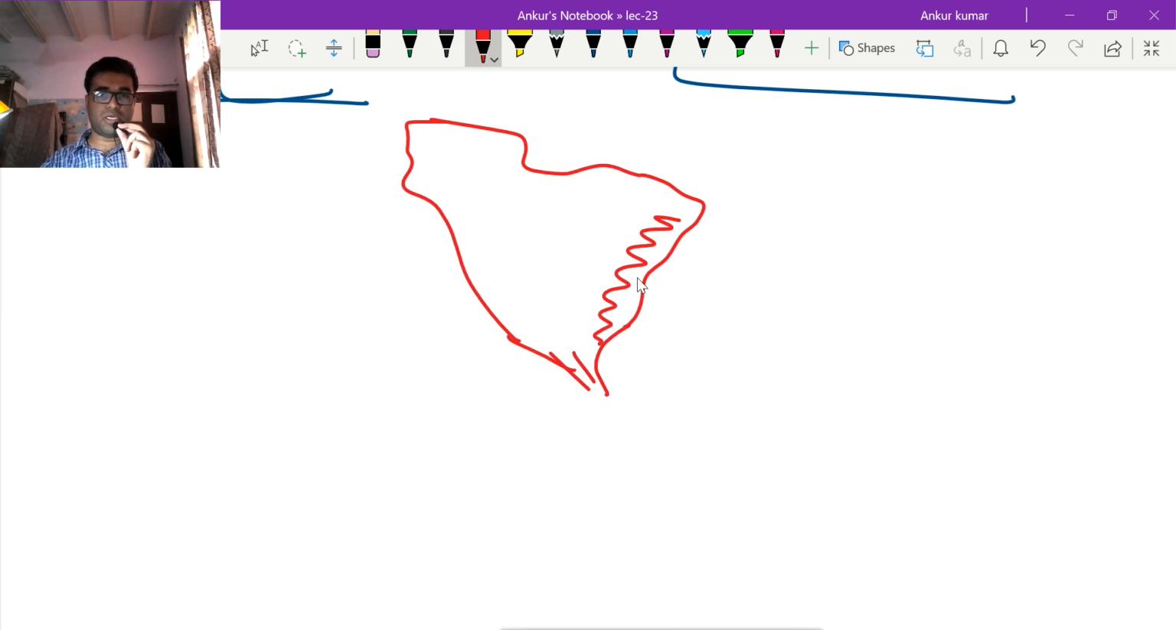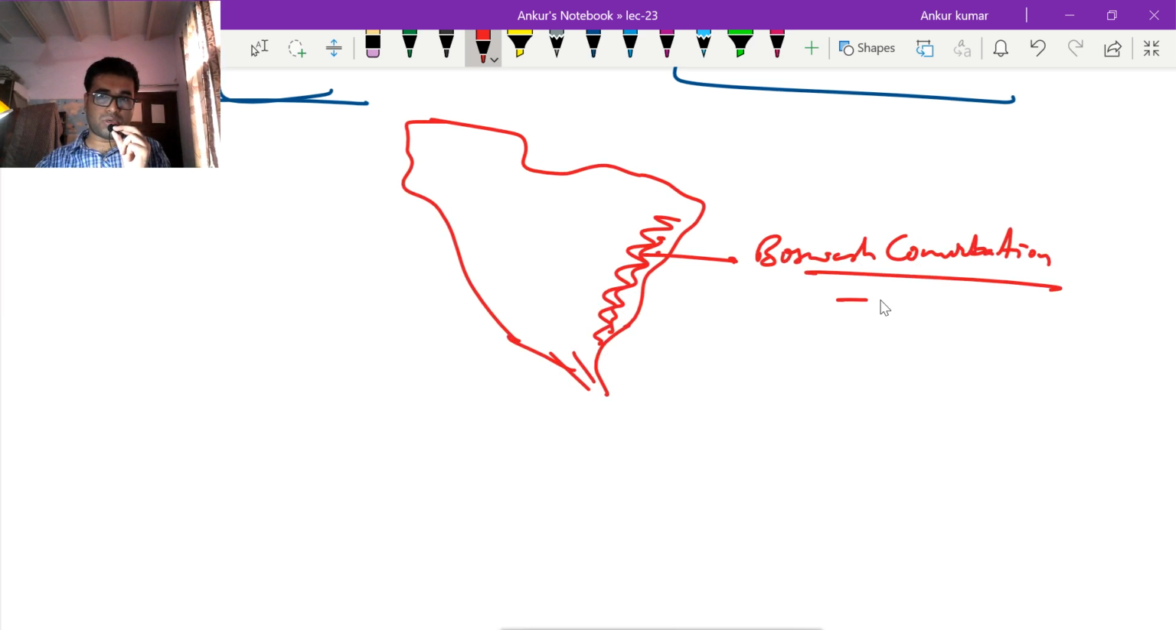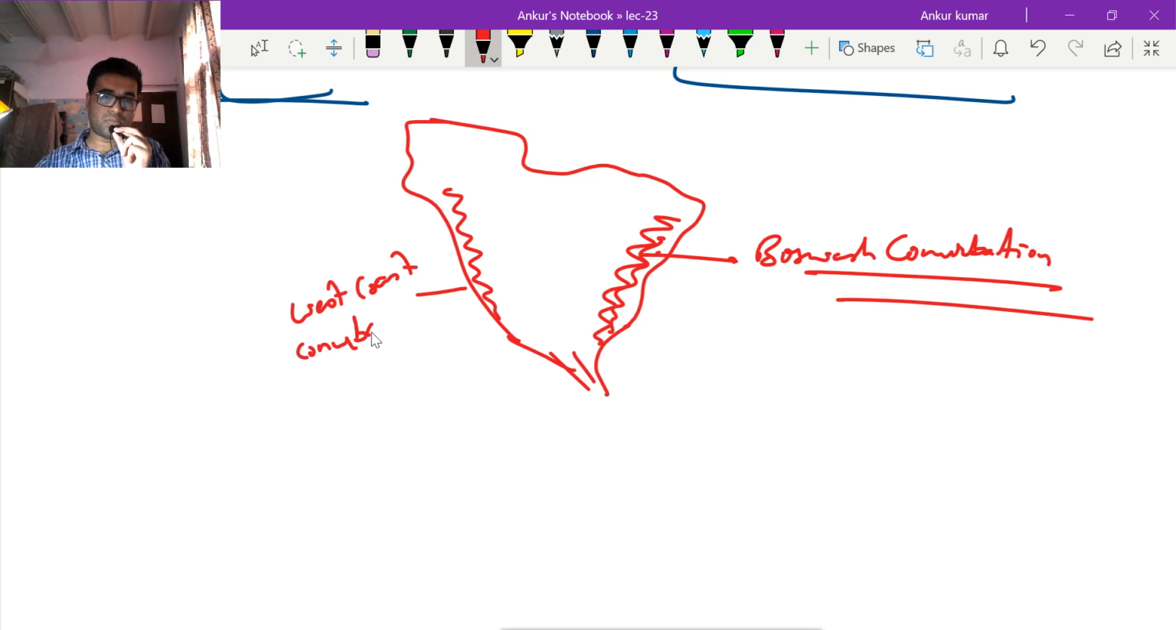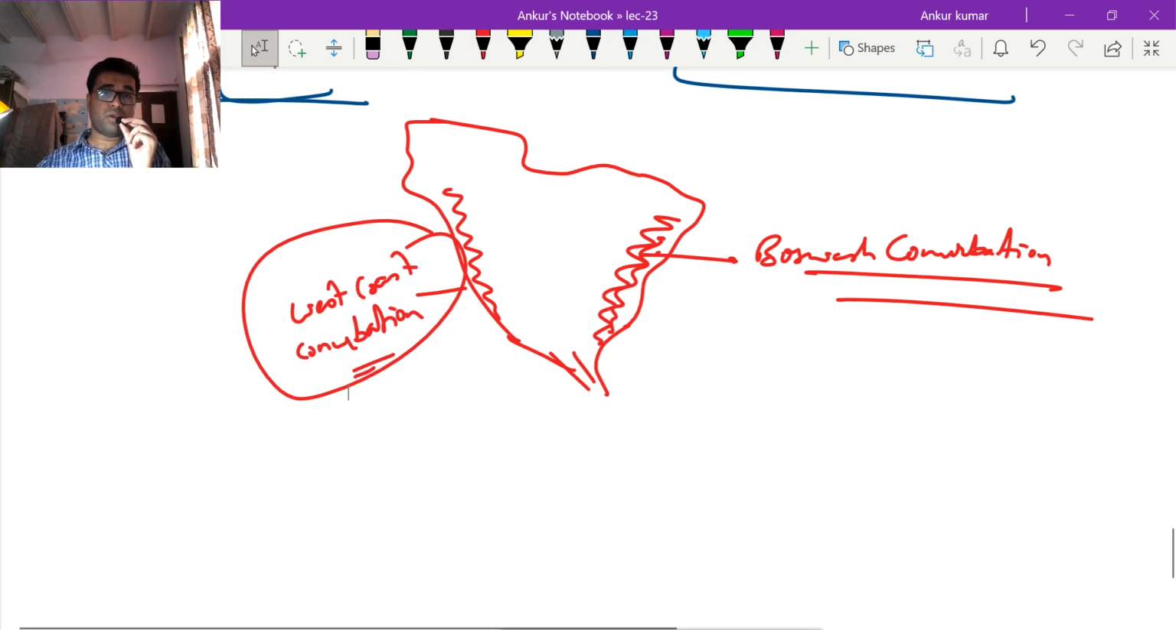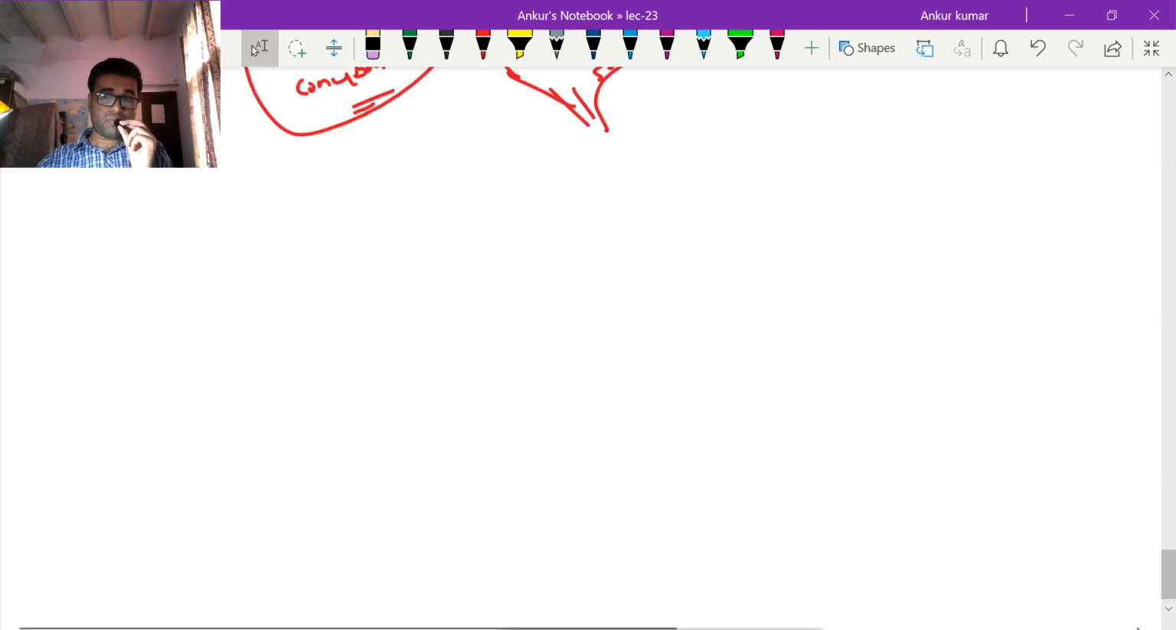One conurbation has developed here on the east coast. This is called the Boswas conurbation. And another conurbation has developed on the west coast also, the west coast conurbation. So a number of conurbations have developed in the world basically.